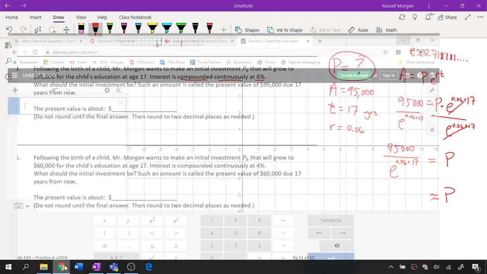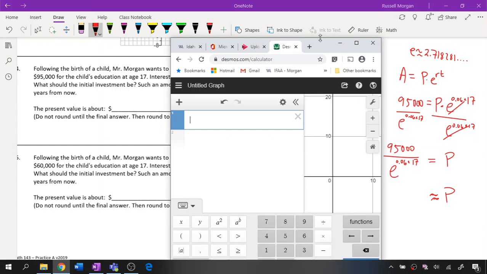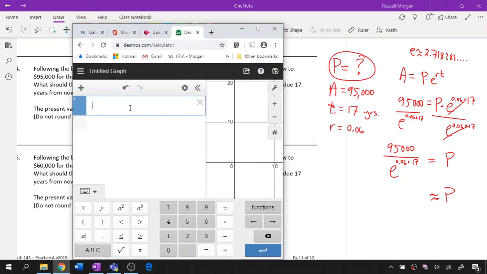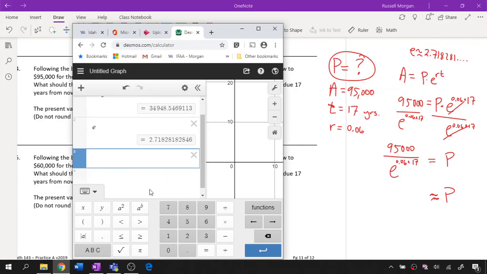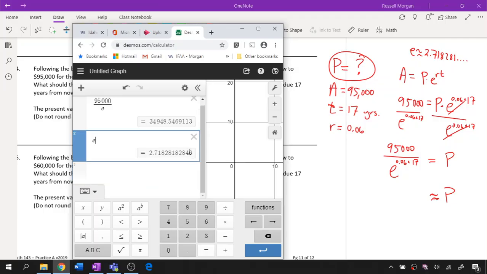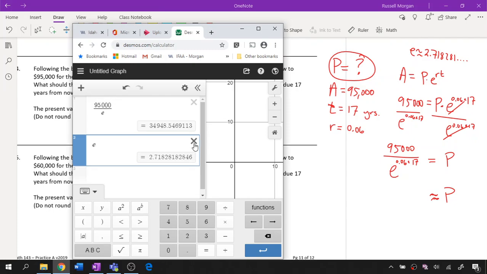Now I just need to go into a calculator, like Desmos, and type this in. I'm going to go 95,000 divided by. Now, it knows e as the natural number. In fact, watch this. Before I finish, I'm going to just type e, 2.718281. It's just like pi, only a different number. In fact, here's pi, 3.141592653589. Now it rounded, so watch out. It rounded pi, so it probably rounded this one as well.